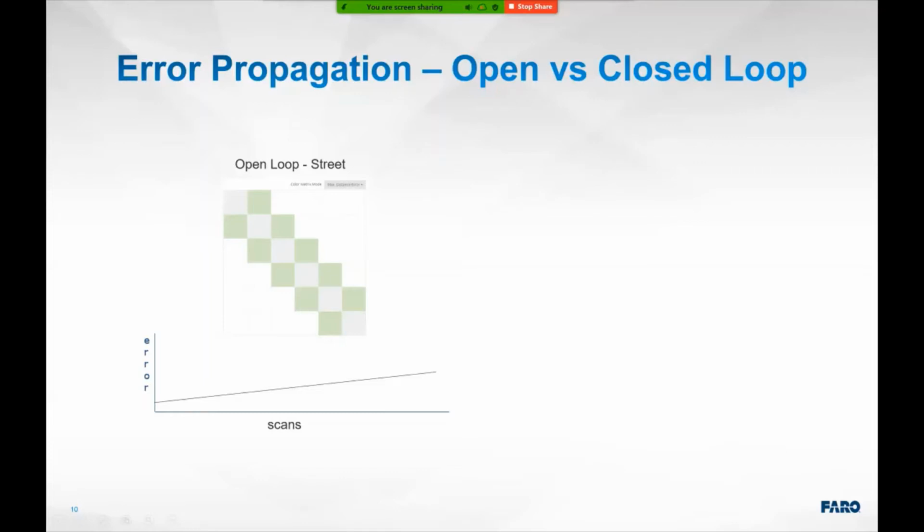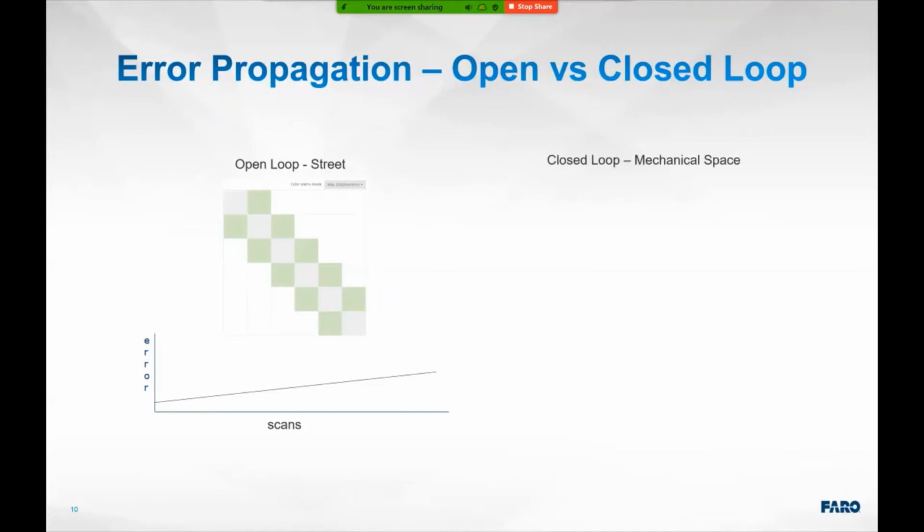So what if you have this happening a lot, like in this case, say I'm scanning down a street and every scan is only connected to its adjacent scan, potentially my error is stacking and getting higher and higher. This is error propagation. So this is what this little graph shows here, that my deviation could be growing and growing and growing.